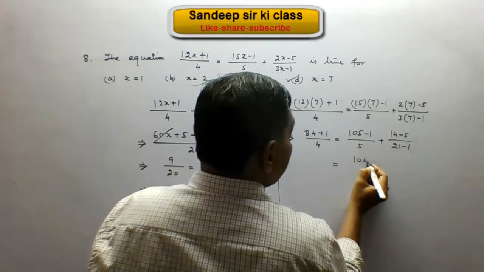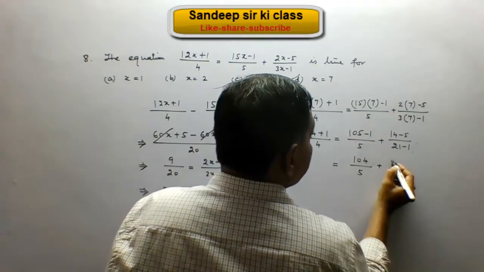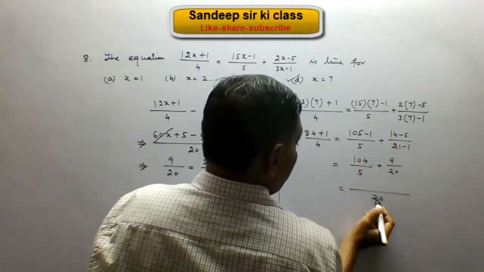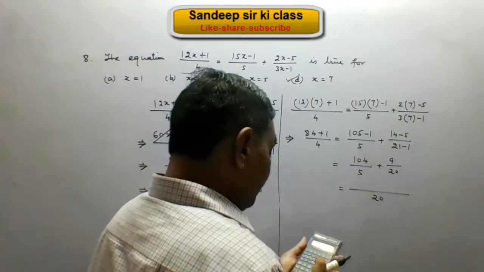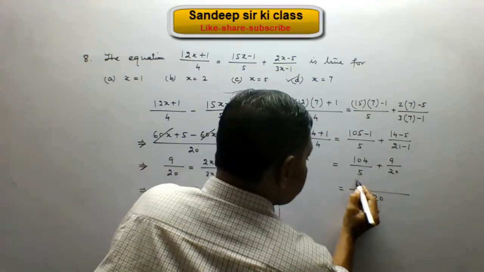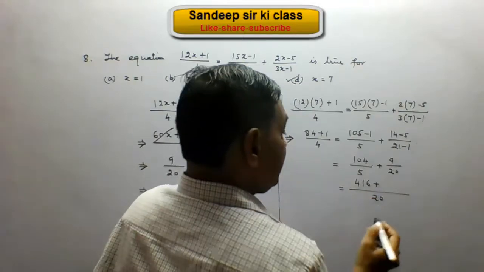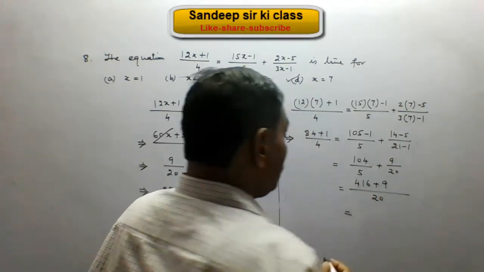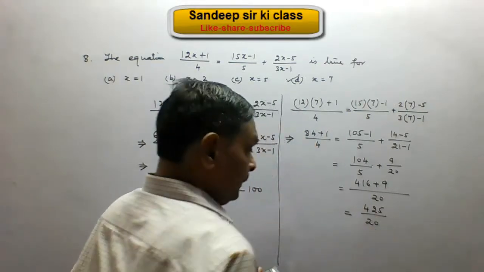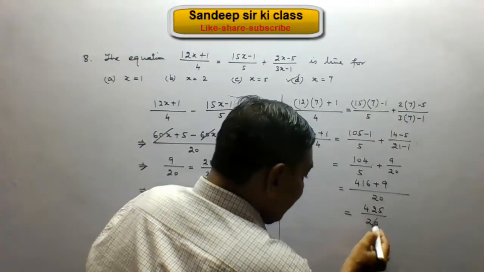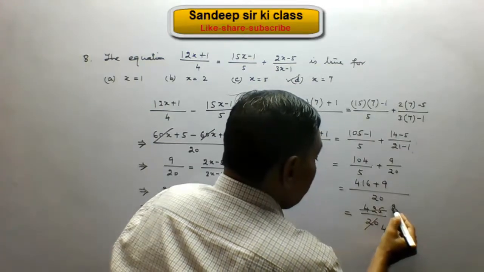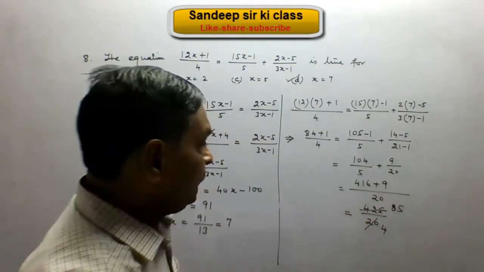This gives us 104 upon 5 plus 9 upon 20. 20 is the LCM. 104 multiplied by 4 is 416, plus 9, is equal to 425 upon 20. Now cancel it by 5. Here we get 4, and here we get 85.